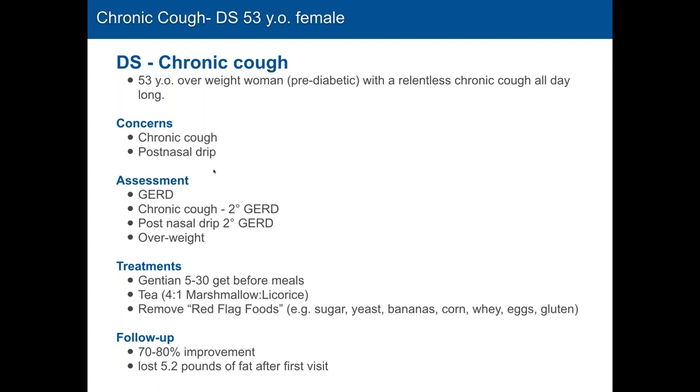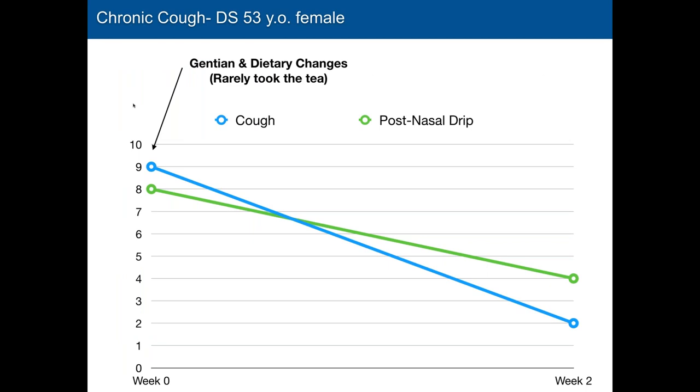And I think sometimes with postnasal drip, your body's making more mucus to combat the irritation, and it happens to be up in the sinuses, and so they're swallowing and clearing their throat and coughing. So we gave her gentian, and we also gave her a tea with 4 parts marshmallow, 1 part licorice. Tastes nice, easy to take, and just told her to make a big batch and drink it throughout the day. And then got her to remove those red flag foods.